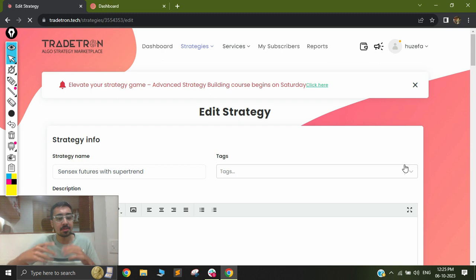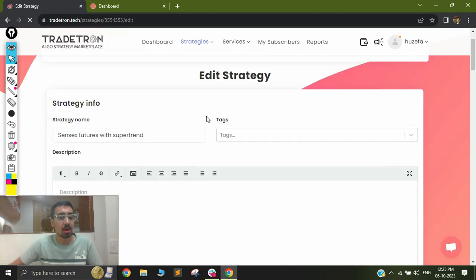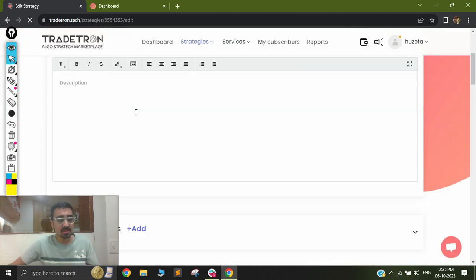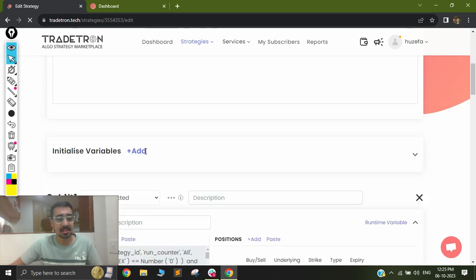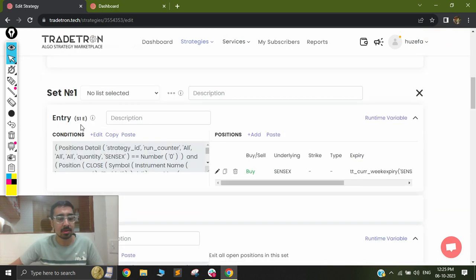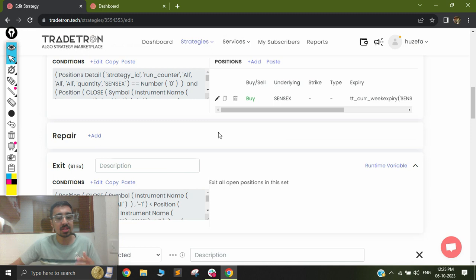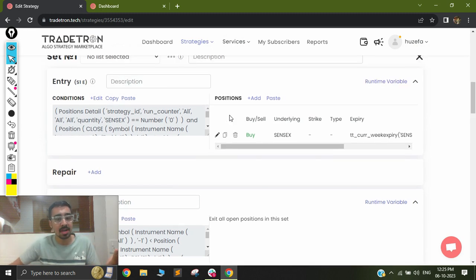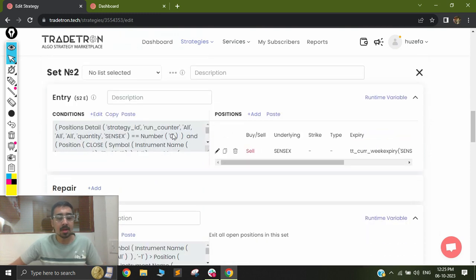Let's now understand what exactly this strategy is doing and the logic that I have built in it. So I have my entry conditions. At the bottom, I have basically two sets. One set is for my long trade. One set is for my short trade. Let's first understand the long trade logic, and then we will get into the short trade.